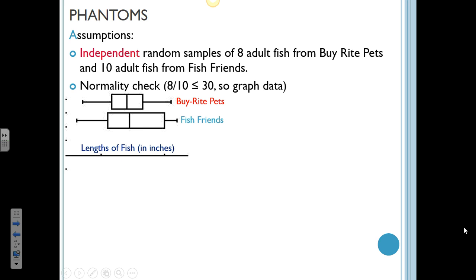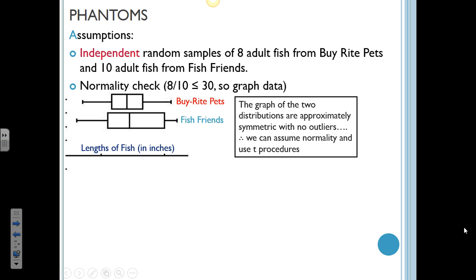All right, so this is what you have, right? This is what I want you guys to have on your paper. Notice that I put the parallel box plots one on top of the other. You have to label. You guys see where I labeled them over to the right side? When I did this, I put Buy Right as red, and I put that on top. I put Fish Friends on the bottom. It doesn't matter as long as you label, correct? So you can use what you put in your calculator. Up here, I did the length of fish in inches. And then with the statement: the graphs of the two distributions are approximately symmetric with no outliers. Therefore, we can assume normality and do t procedures.